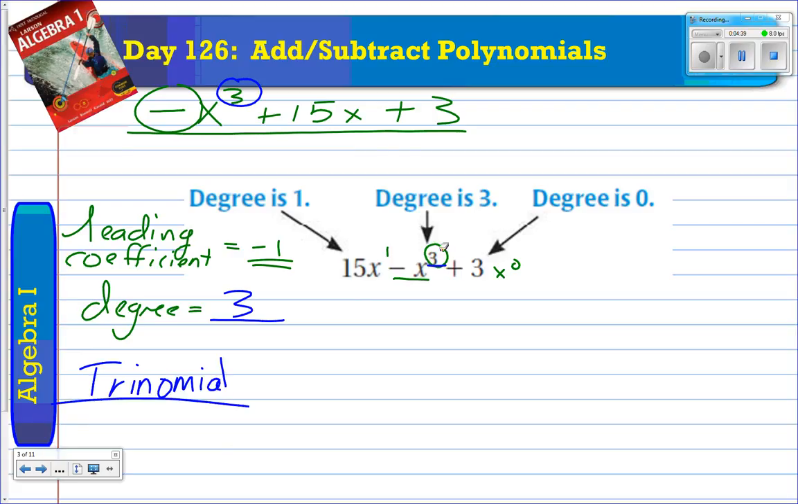Go ahead and take a second if you need to. You can pause it if you're not all done. Like I said, this stuff is all in section 9.1 in your book also.